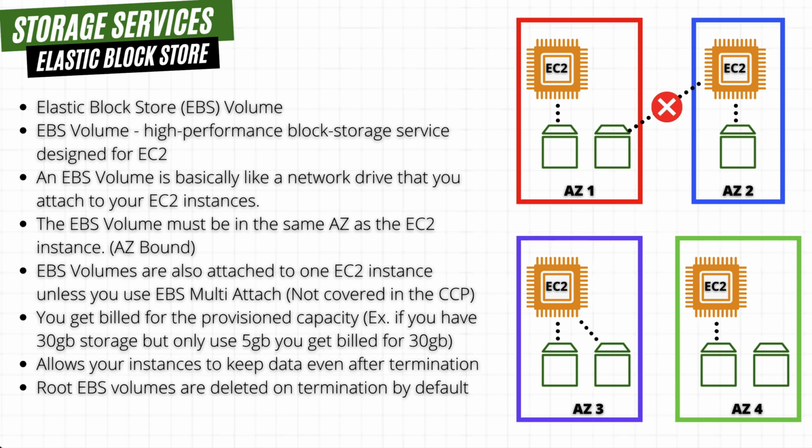Now, with EBS volumes, you get billed based on the amount of storage that is allocated to you. For example, if you allocate 30 gigabytes of storage for your EBS volume, you will pay for all 30 gigabytes even if you only use 5 gigabytes of storage. Also, if you decide to terminate your EC2 instance, by default, the root EBS volume, or the volume with your OS that is attached to your EC2 instance, will be terminated. Any extra non-boot volume will not be terminated by default.